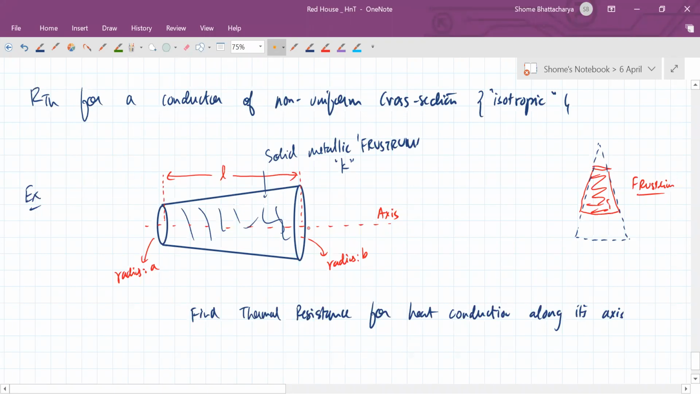So now the problem is that we cannot use the direct formula L upon K into area because the area is not uniform at all points. So again, just like the previous problem, you have to slice it into segments or sections, and each section is a differential disk. But the difference is that K is common for all the disks because K is uniform. What is different is the area. Each disk has a different area according to its position inside the frustum. So now try to figure out how we will do the integration. I'll show it to you in a minute. Try to figure it out yourself.